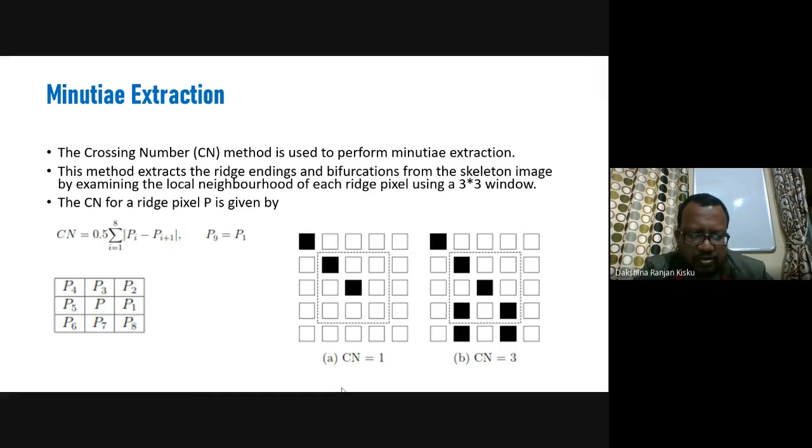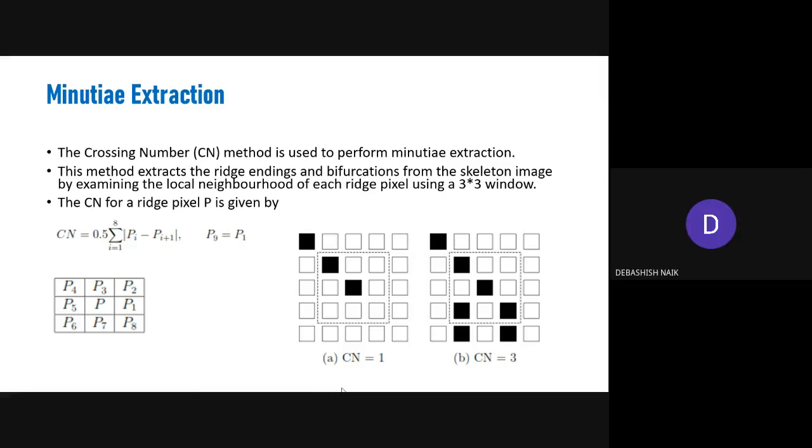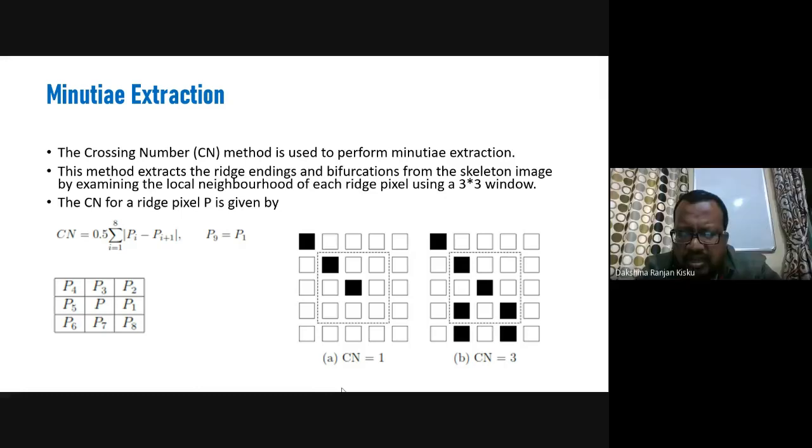In place of the original pixel values for P2, P3, P4, P5, P6, we will make the zero padding. And this zero padding will decide about the validity of this center pixel, whether it is an endpoint, a ridge ending. Basically, it is a ridge ending. One pixel will be inside the 3x3 window connected to the center pixel. That is the P8 pixel, which will be found to be connected to the center pixel.